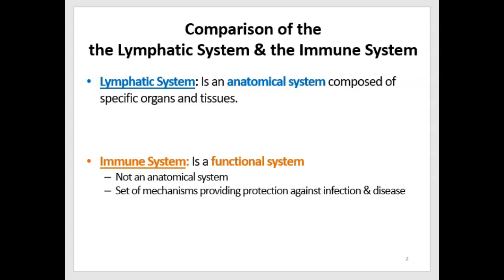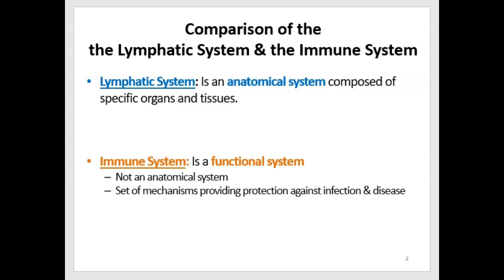Before we look at the structure and function of the lymphatic system, I'd like to point out the difference between the lymphatic system and the immune system, even though sometimes they're used interchangeably, but incorrectly so. The lymphatic system is an anatomical system composed of specific organs and tissues. Now, it is true that some of these organs and tissues have one function related to the immune system, but they have other functions as well.